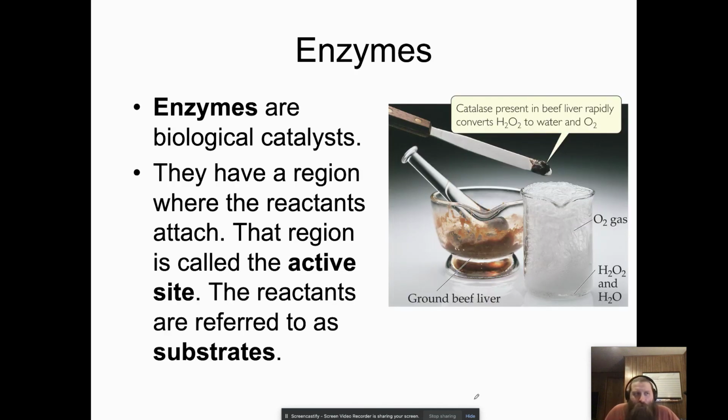Now, enzymes are definitely worth mentioning. Enzymes are our biological catalysts, and hopefully you remember way back to biology that they have a region where the substrates are going to attach. That's called the active site. Sorry, I got a phone call there. What I was saying was the region where two or more reactants attach on the enzyme is called the active site.